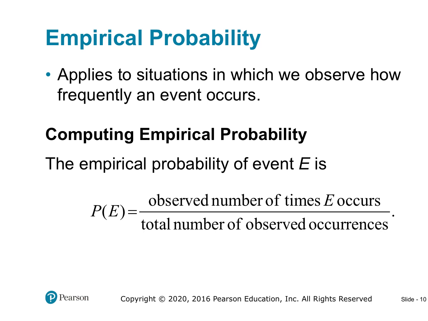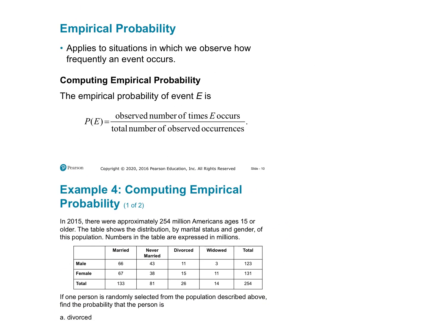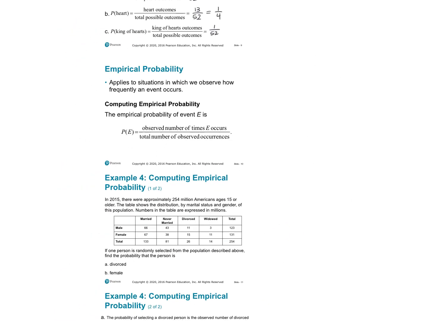All right, empirical probability. That applies to situations in which we observe how frequently an event occurs. Computing empirical probability: it is the observed number of times E occurs over the total number of observed occurrences. So let's look at some examples.